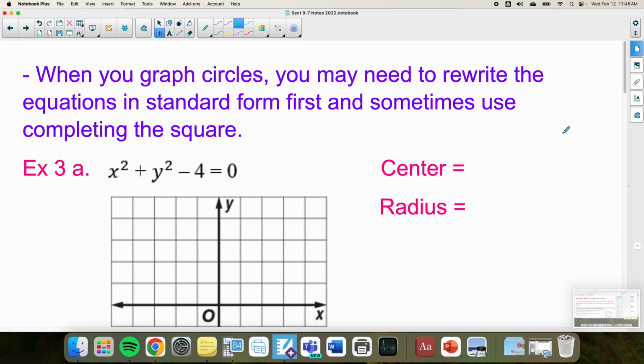In this one, could I easily move that -4 to the other side? I could. Do you get that I could just rewrite this as x squared plus y squared? And if I brought that -4 over, wouldn't it just be 4? And then is it easy? Yes. Right? My center would be 0, 0, and my radius would be 2.